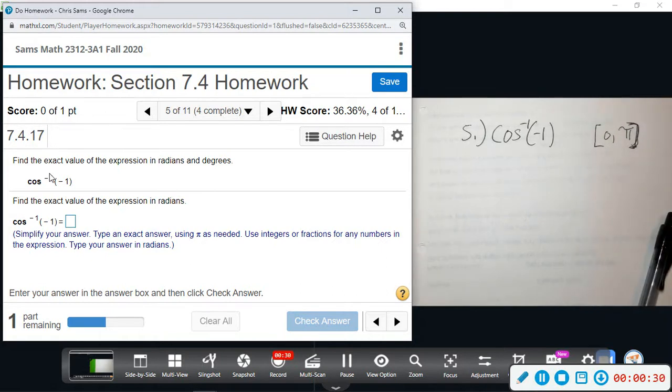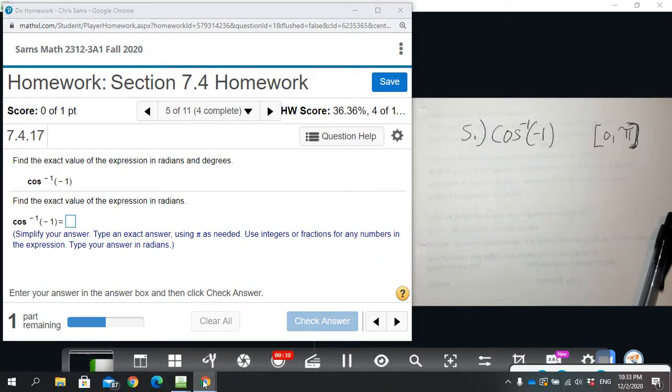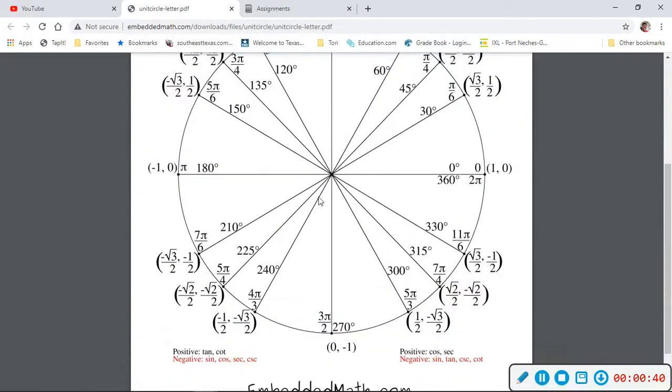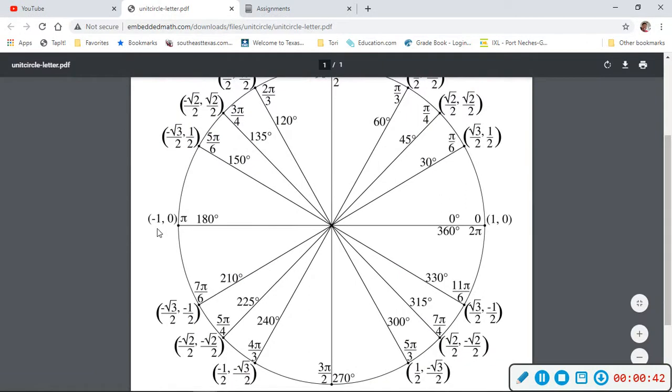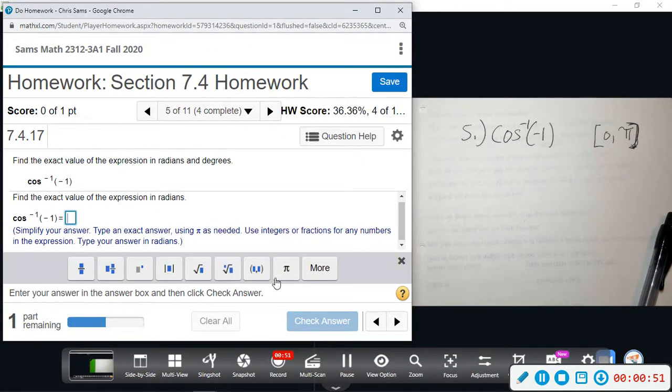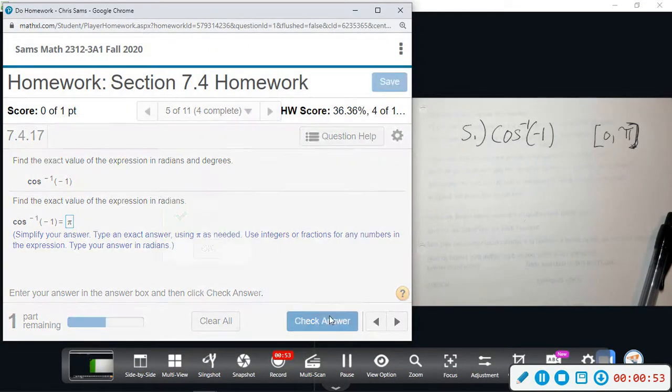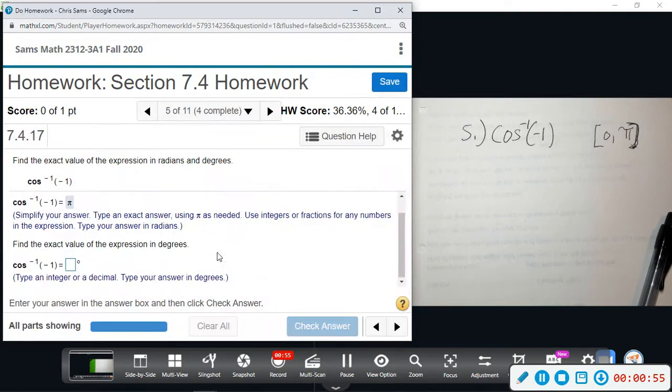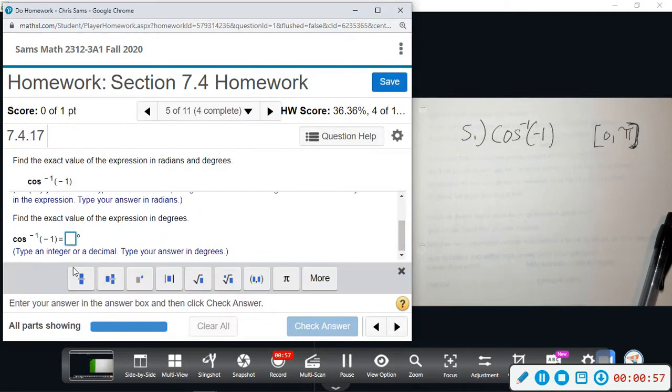So if I go to my unit circle, I'm looking for negative one in the x coordinate. Cosine corresponds to the x coordinate. So over here we get a negative one. So pi and 180 are our measurements, and we don't have to adjust them at all. So in radians it is just pi, and in degrees it is 180.